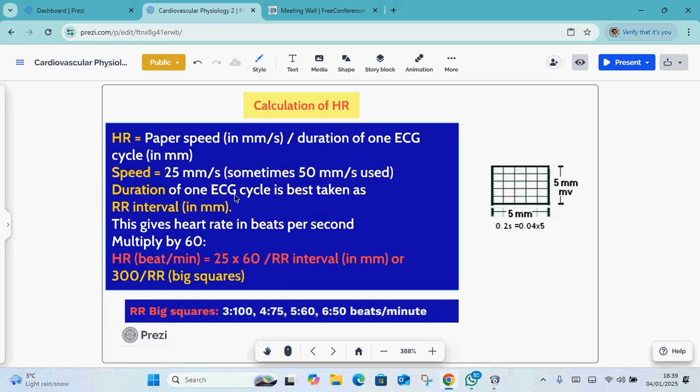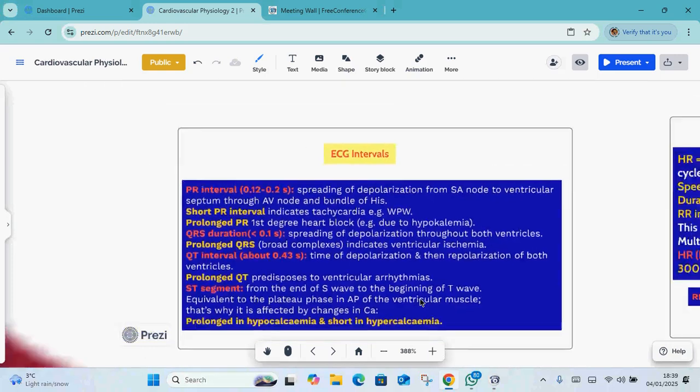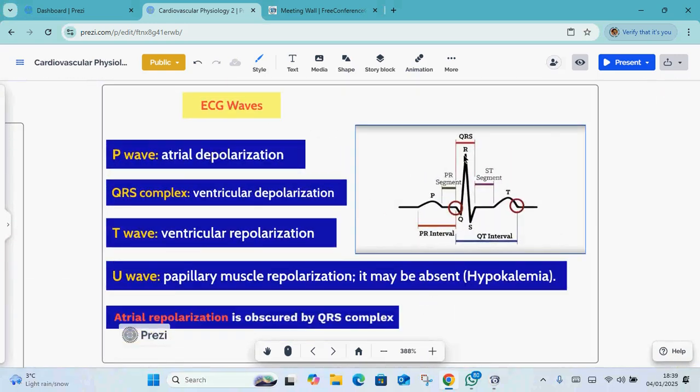The duration of one ECG cycle is the cardiac cycle. One cardiac cycle, one beat. The most important landmark in the ECG is the R wave, because it is the longest wave. So when we go from one R wave to the second R wave, this is one cycle. They call it RR.